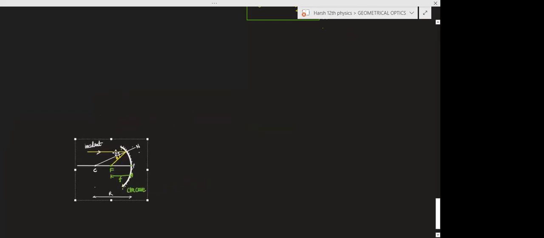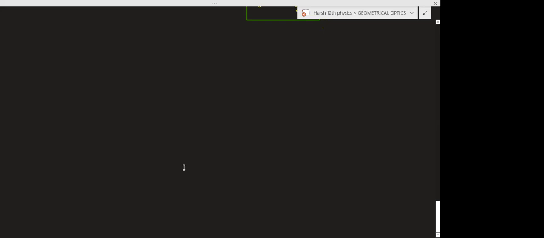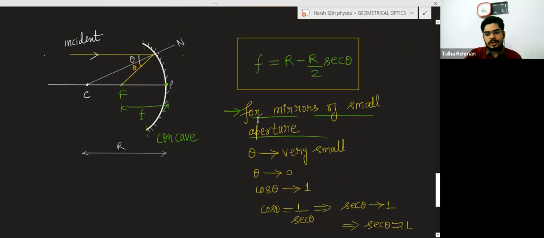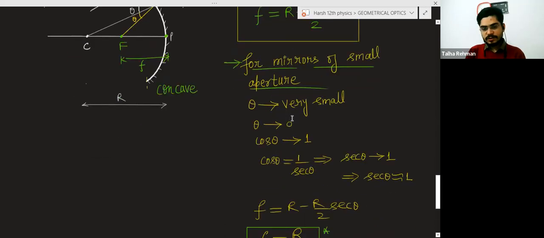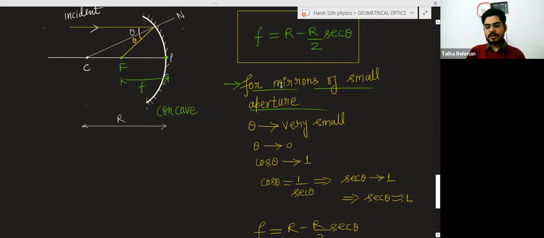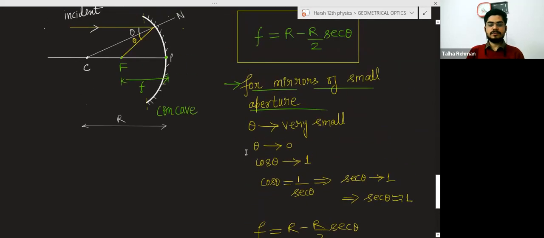Yes, theta is decreasing. So when the aperture is very small, theta will also automatically be very small, it will decrease, and you will get the focal length. Exactly, the focal length is calculated like this: r minus r by 2 sec theta. But in our syllabus, 90% of the time we will use mirrors of small apertures. So the focal length is half of the radius of curvature.